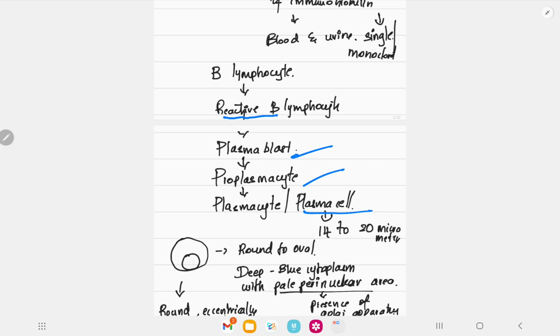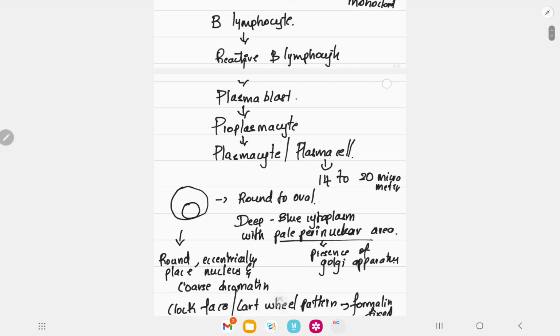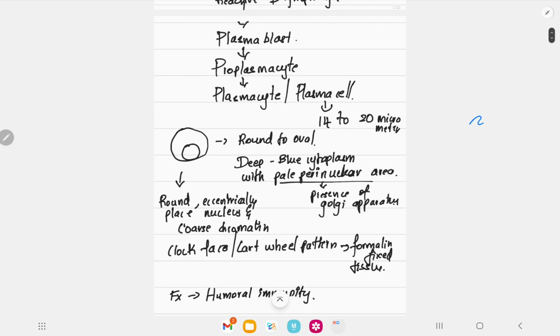So how do abnormal plasma cells look different from normal ones? Abnormal plasma cells are usually bigger, 14 to 20 microns, round to oval in shape with an eccentrically placed nucleus. It is round, eccentrically placed with coarse chromatin, and there will be deep blue cytoplasm, and you can also see a perinuclear halo. This perinuclear halo is because of the Golgi apparatus.